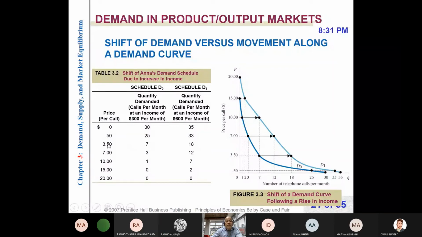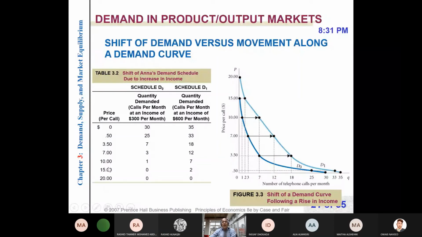As the price increases to $10 per call, I will not call my mom once as with $300 per month. I will call my mom 7 times because I become richer. But still, even at my salary of $600 per month, there is a negative relationship between quantity demanded and its price. So I hate the increase in prices. As the price increases, the quantity demanded will decrease.